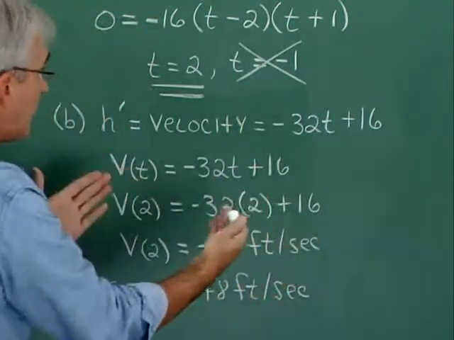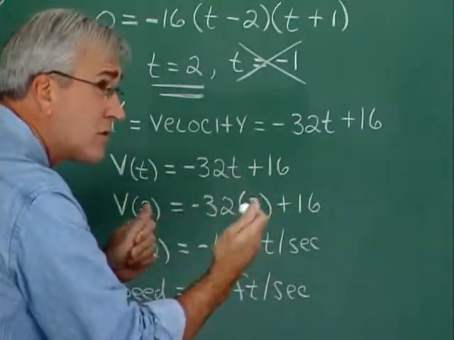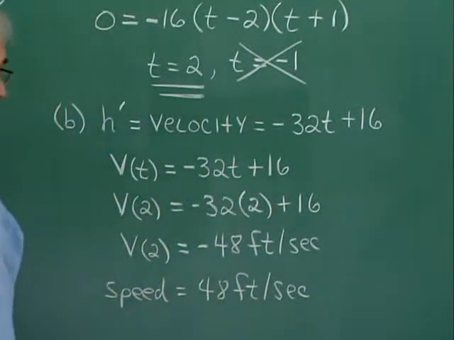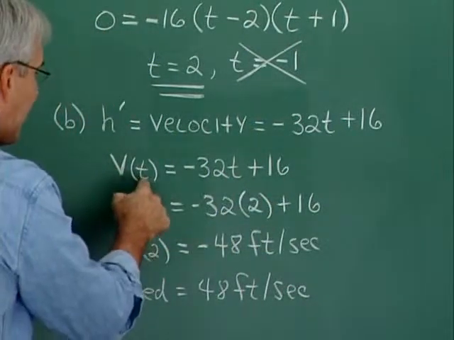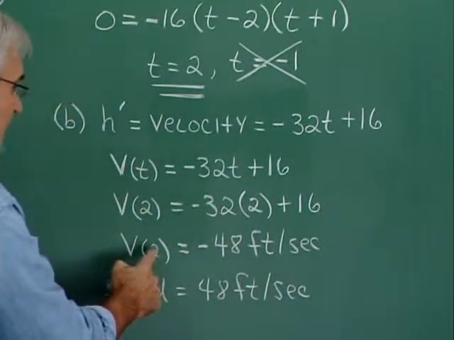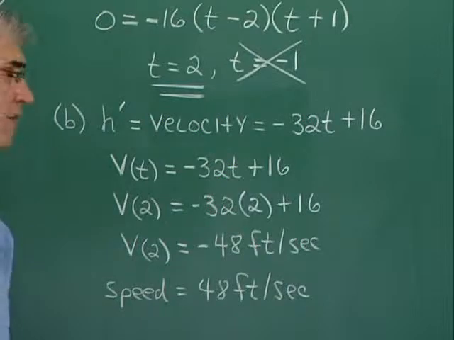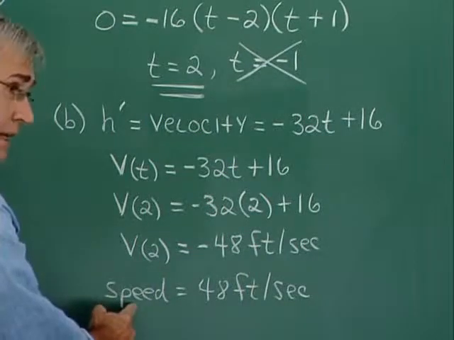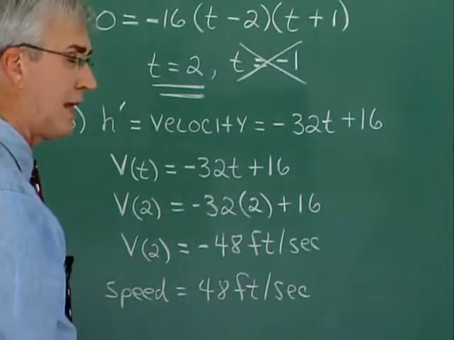Now all we do is pop in the information about the time at the point of impact. You see, we said that it's going to take 2 seconds. After 2 seconds, the diver hits the water. So we find the velocity after 2 seconds. So replace t with 2, and we find that velocity to be negative 48 feet per second. The speed then is 48 feet per second at the point of impact.